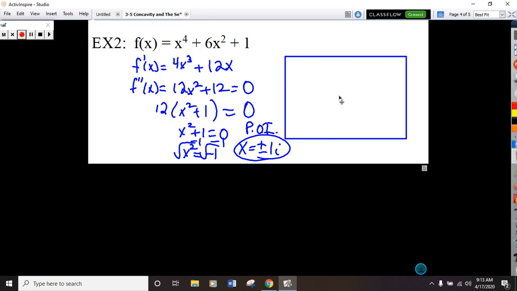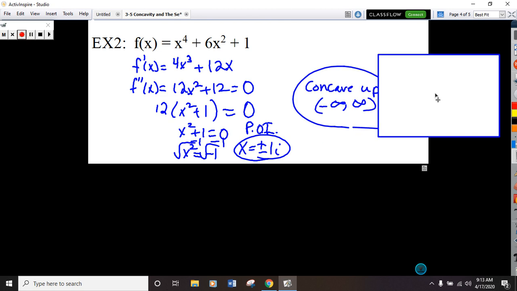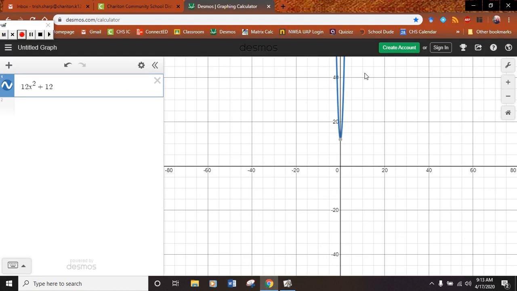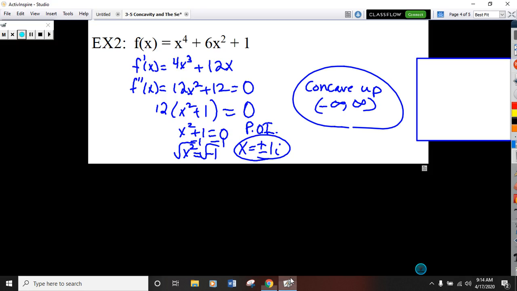So whenever something is concave up or concave down the entire time, we just say it's concave up from negative infinity to positive infinity. Since the graph of the second derivative never changed sign, notice it's always above the x-axis. Again, it turns, but does not go below the x-axis. It's concave up the entire time, so it's concave up from negative infinity to positive infinity.